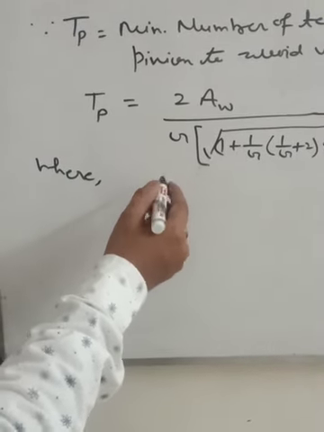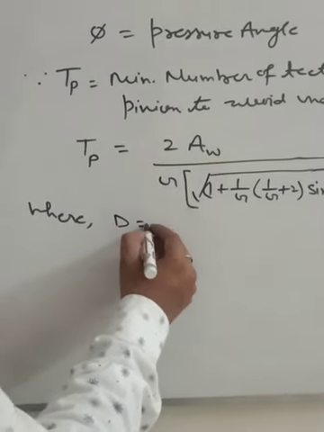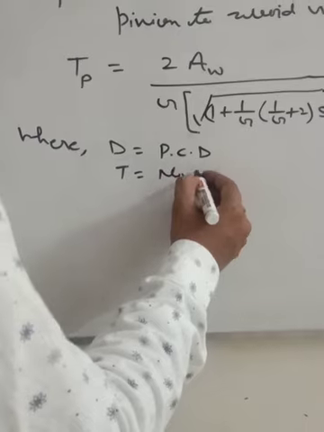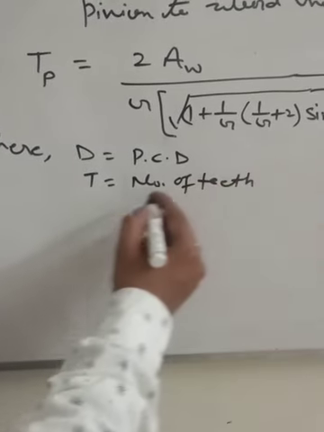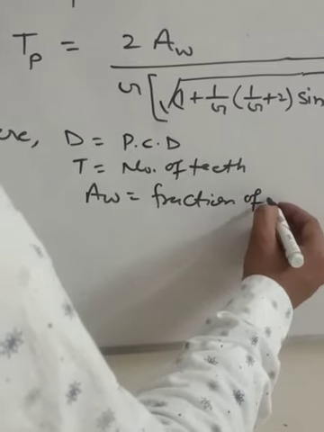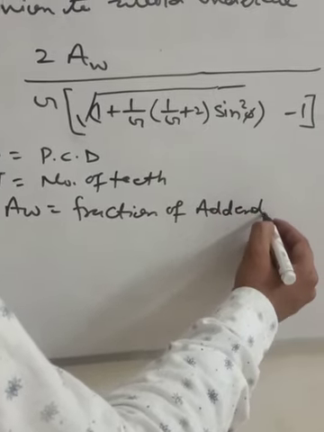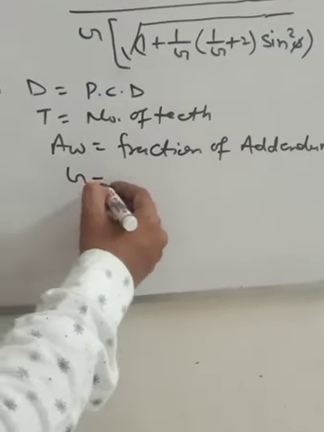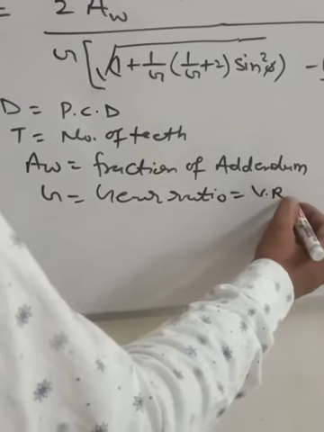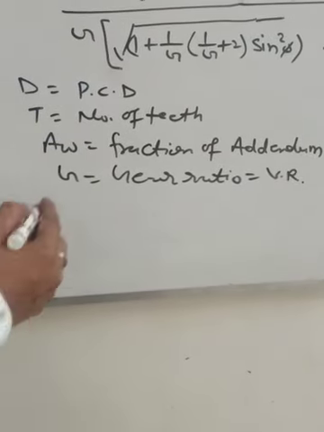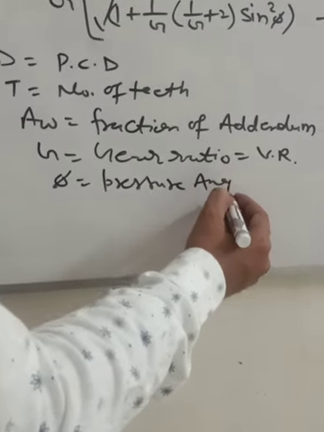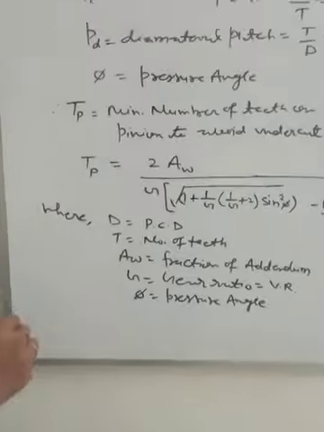The various values which we are using there: D is the pitch circle diameter, T is the number of teeth, AW is the fraction of addendum, G is the gear ratio, which is also known as the velocity ratio, and phi is the pressure angle. These are the various concepts.